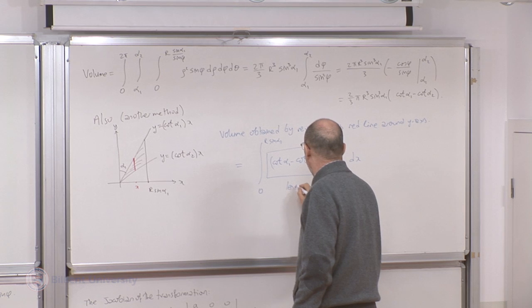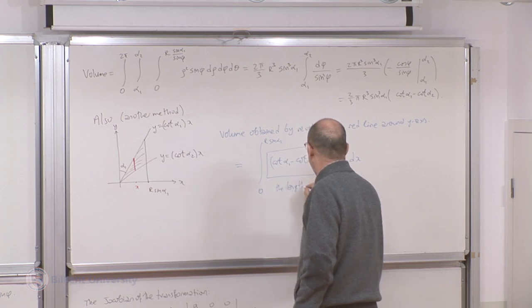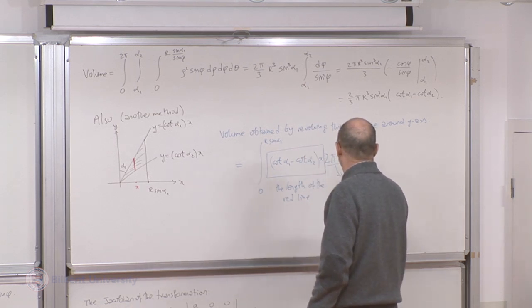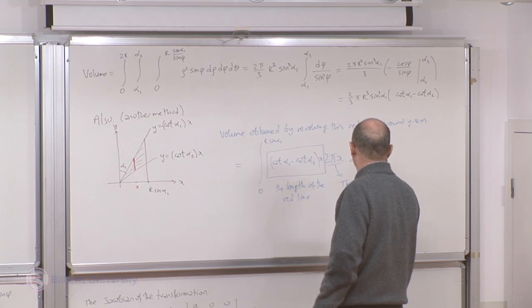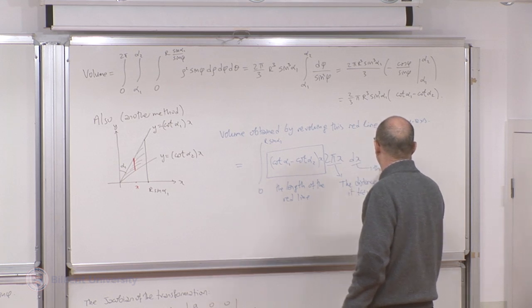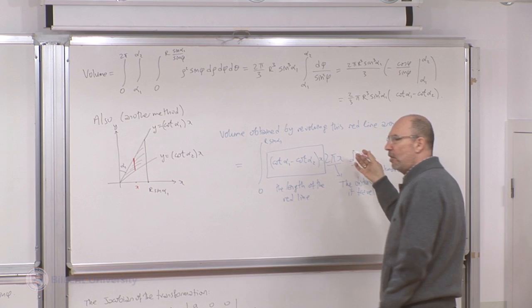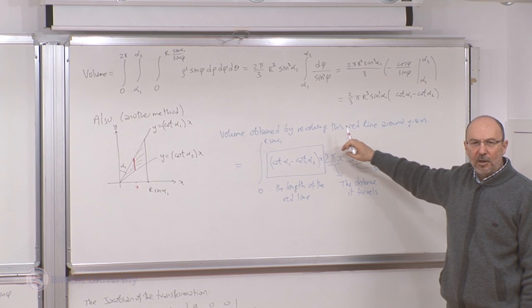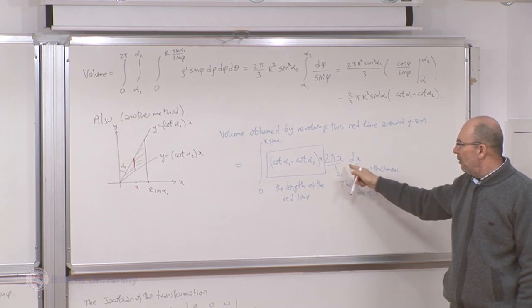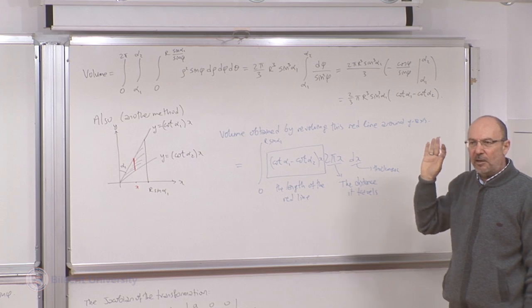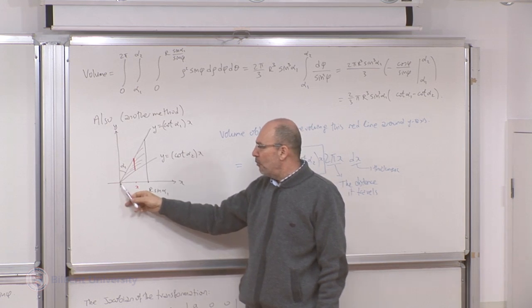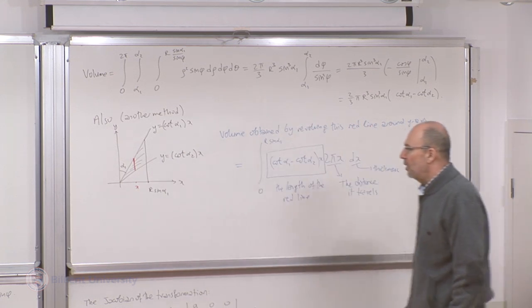This is the length of the red line, and this is the distance it travels, and this is the thickness. If you read integrals like this, then it makes sense. Here you are describing some small volume defined at the point x. You imagine it like that, and then you add all these volumes for all possible values of x. The possible values of x are from 0 to r sine alpha 1.